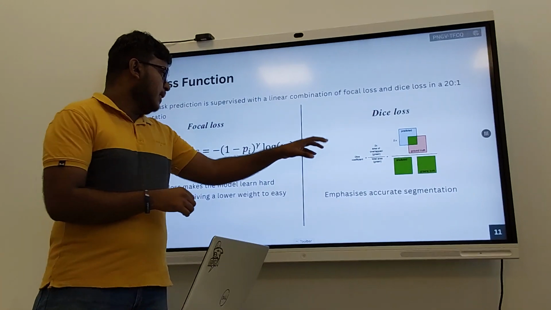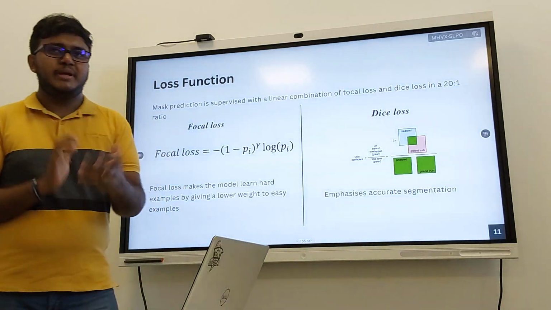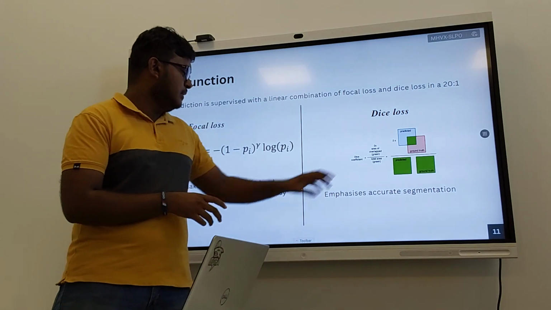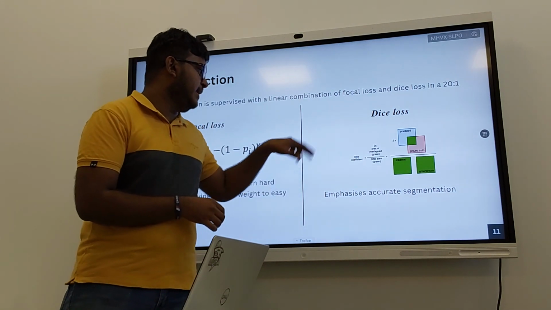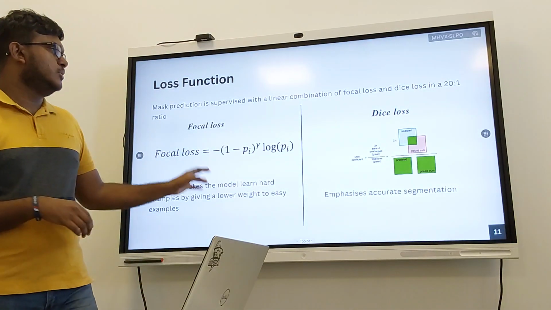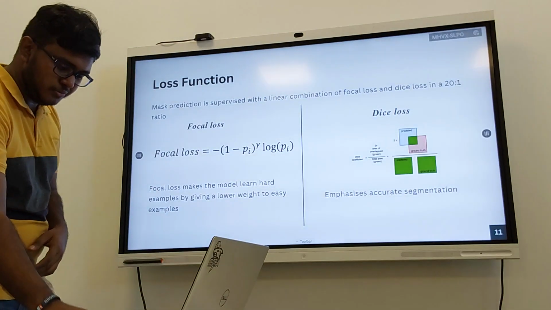And again, to get the intersection over union high, we use a dice loss. The dice coefficient is computed like this, and we take 1 minus this value to get the dice loss. So they are added in a 20:1 ratio.